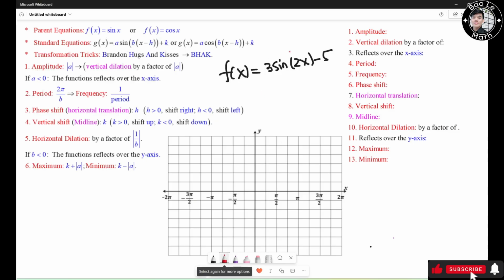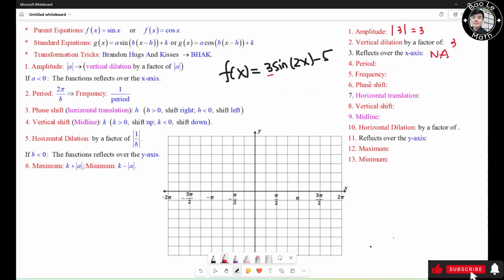Now, let's take a look at the first example right here. We need to find all characteristics of this sine function, right? Amplitude is the absolute value of 3, right? So it is equal to 3. Now, vertical dilation, right? This amplitude is the vertical dilation by a factor of 3. Alright, the function does not reflect over the x-axis because 3 is positive, right? So this is not available.